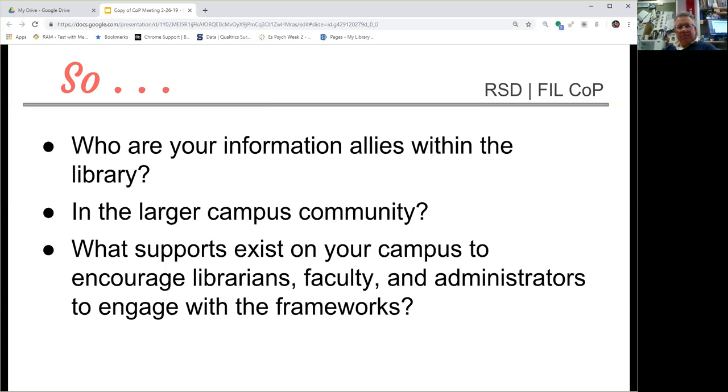Okay, good. How about in the larger campus community? Do you folks have any allies, any supports within the larger campus community? The one that comes to mind for us is our writing center director, and also just our writing faculty.